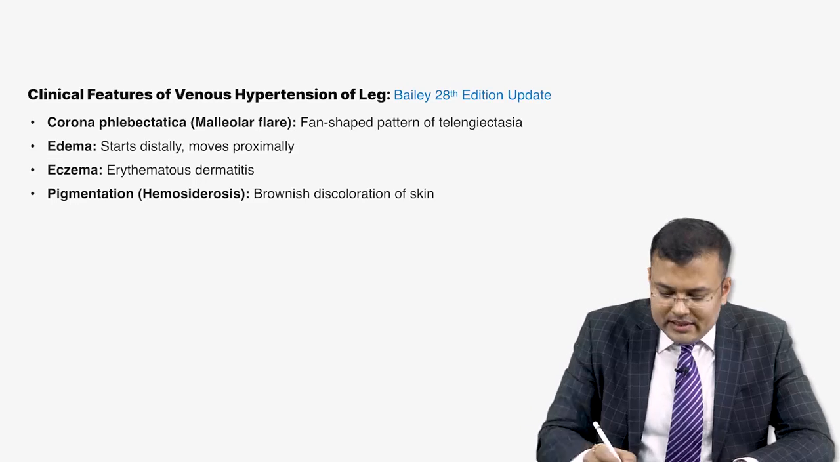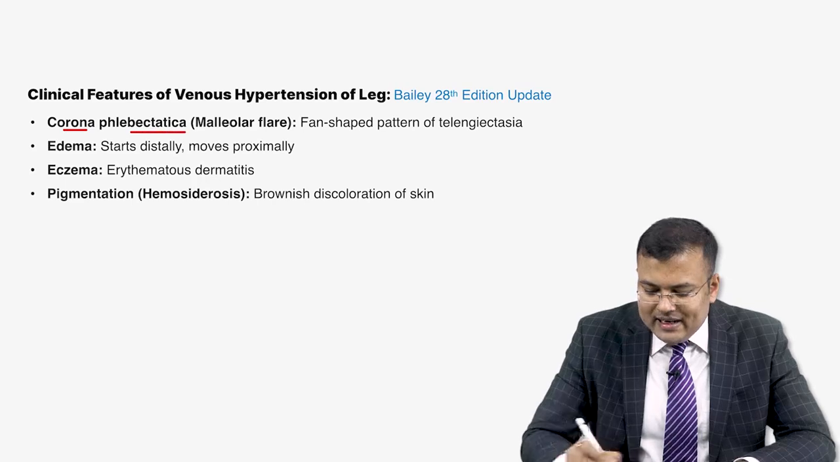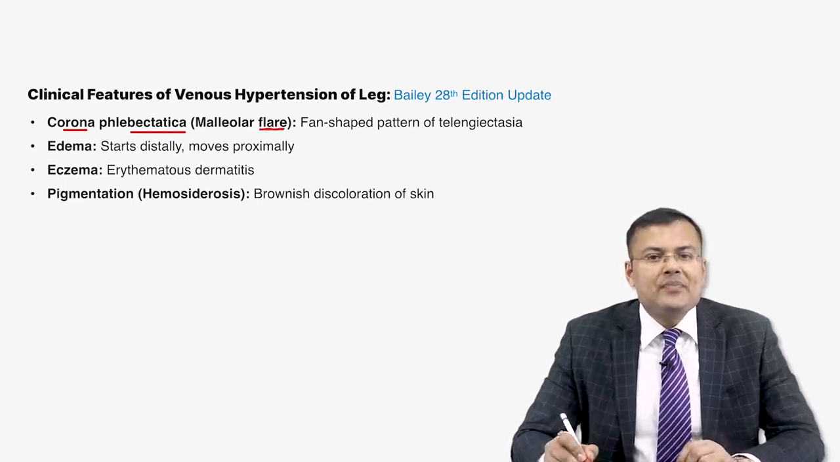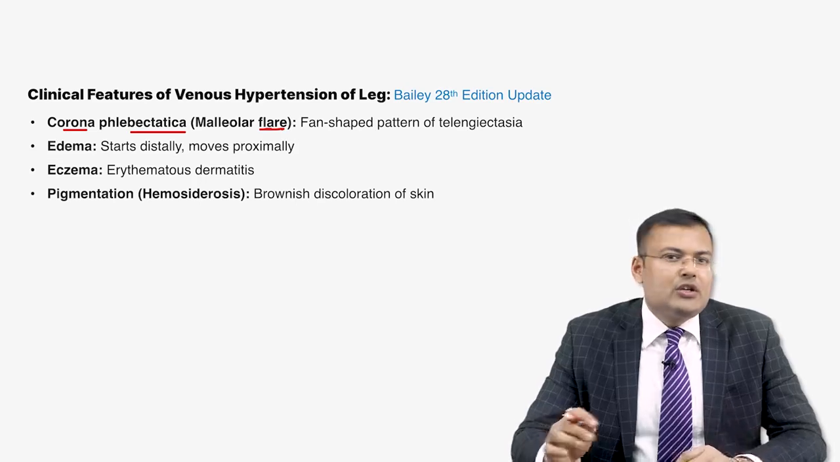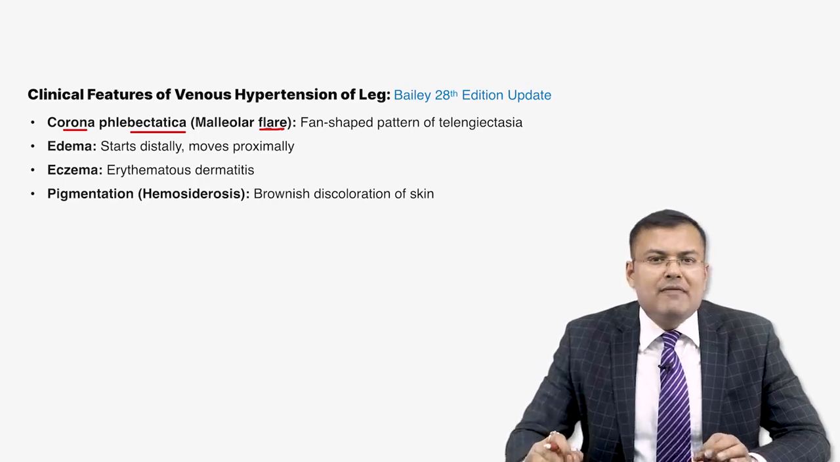There is a new term, that is corona phlebectatica. That is also known as malleolar flare. It looks fan shaped. So there is a fan shaped pattern of telangiectasia that is known as corona phlebectatica.